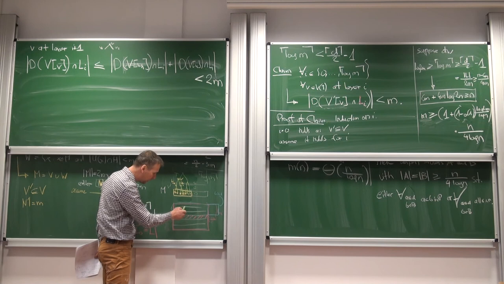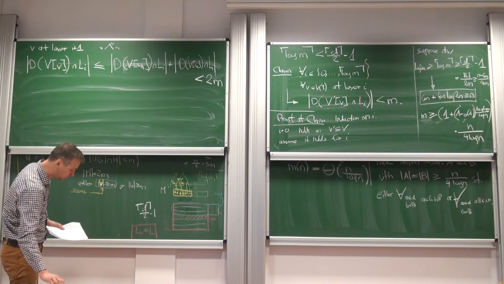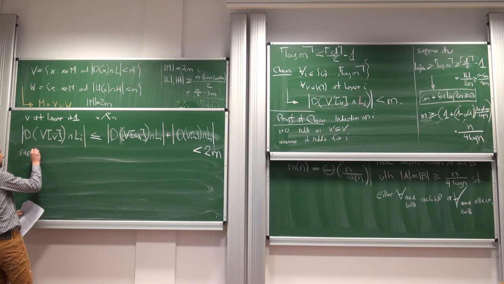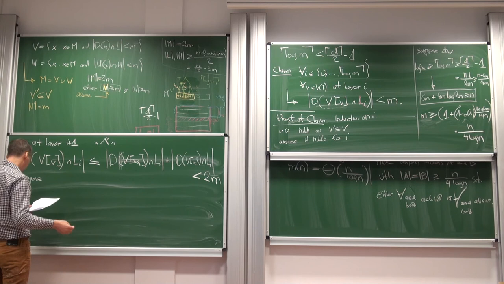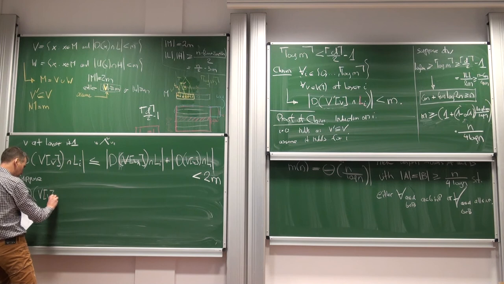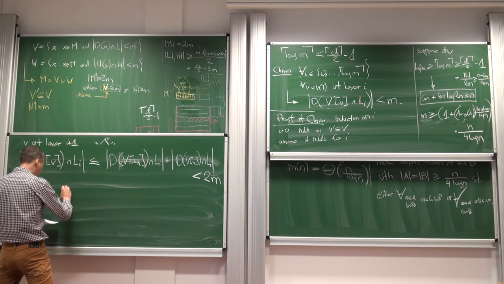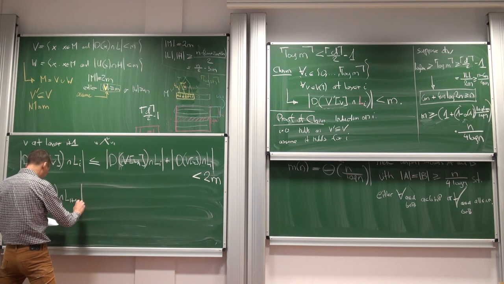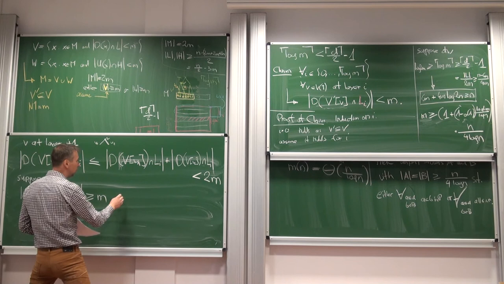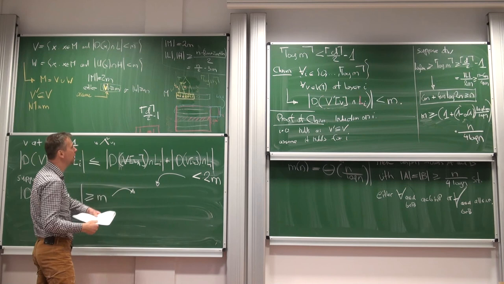So let's suppose the opposite. So suppose that the downset of the interval of V, intersected with Li plus 1 now, so with the smaller set, is greater than m. Now, this and this means we have at least 2m elements in total, but less than m elements in the blue.